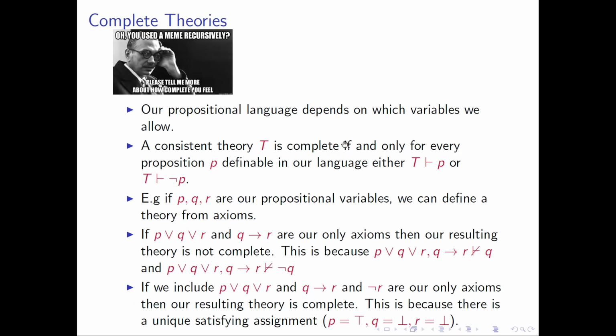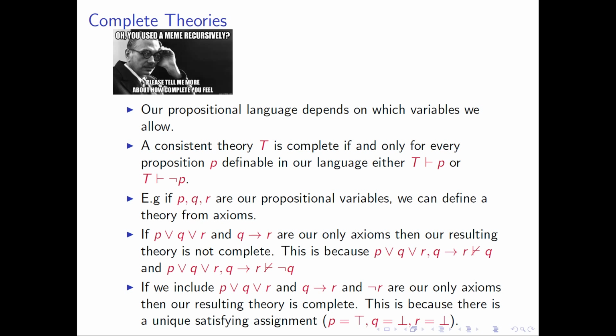Now let's talk about complete theories. And this is complete in the Gödel way. A complete theory is like a theory that talks about everything. But what is there to talk about? That depends on what propositions are available, and what propositions are available depends on which variables we allow. So a consistent theory is complete if and only if for every proposition we can either prove the proposition or its negation.